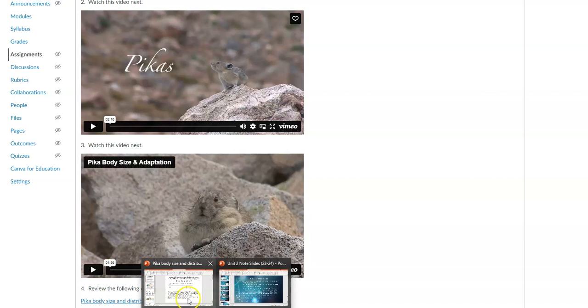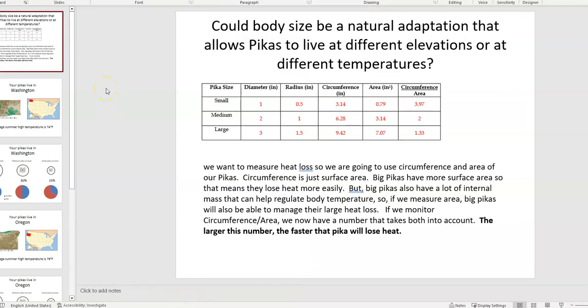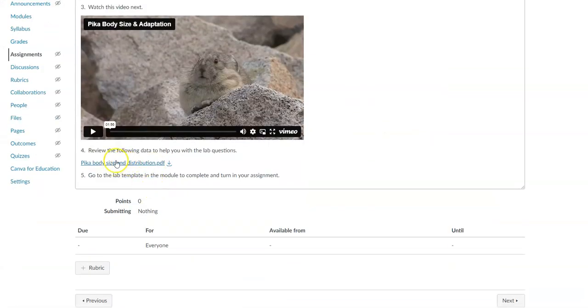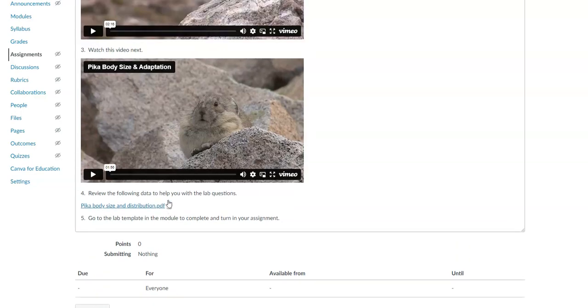So I'm going to go to here. What will happen is when you go to this right here, this is the PowerPoint that I'm going to show you right now. You can look at the PowerPoint. This is going to give you some information about how the body size and pika adaptation via temperature are related, so that when you go into the next step of the module, you can answer the questions on your template.